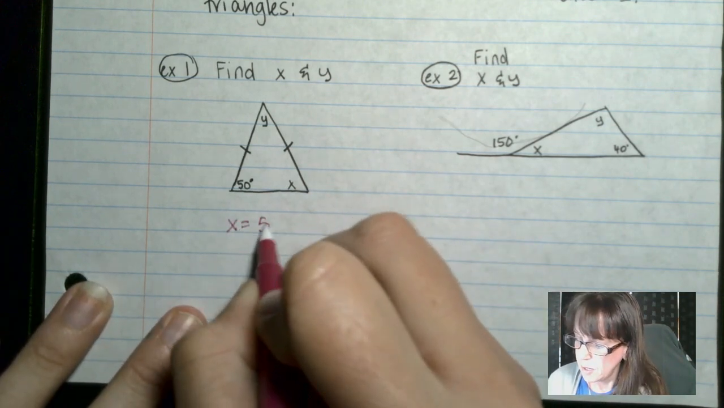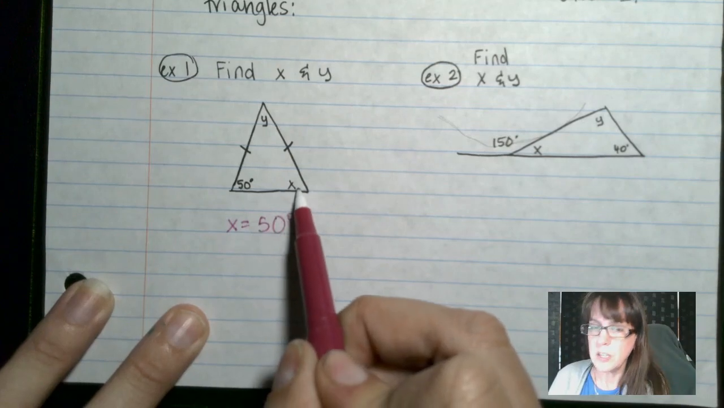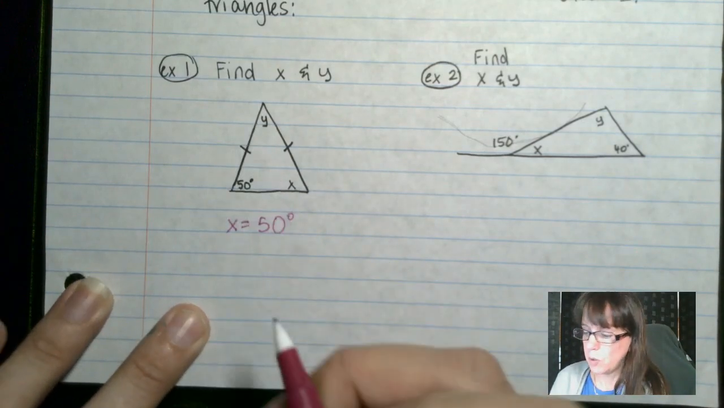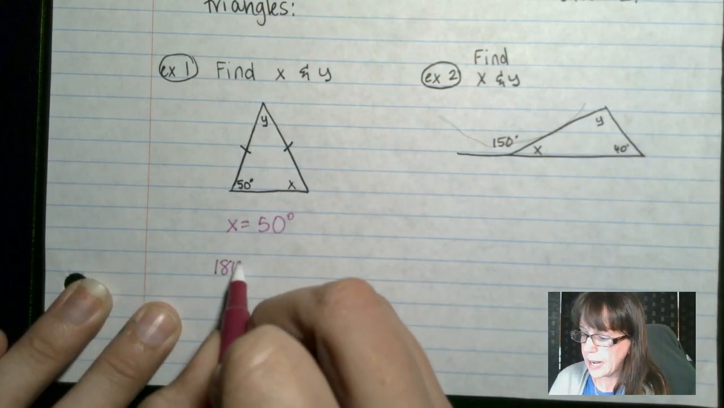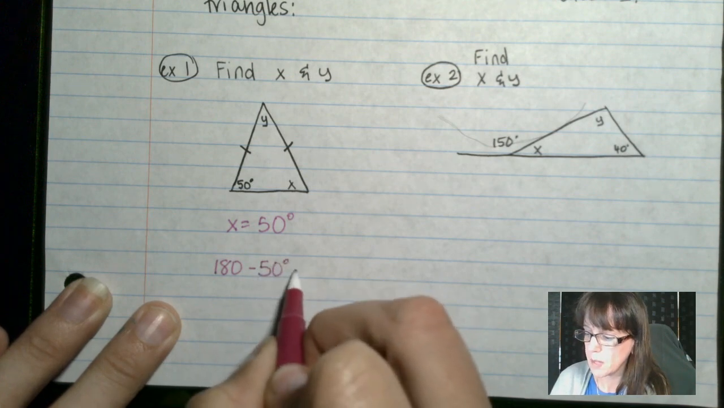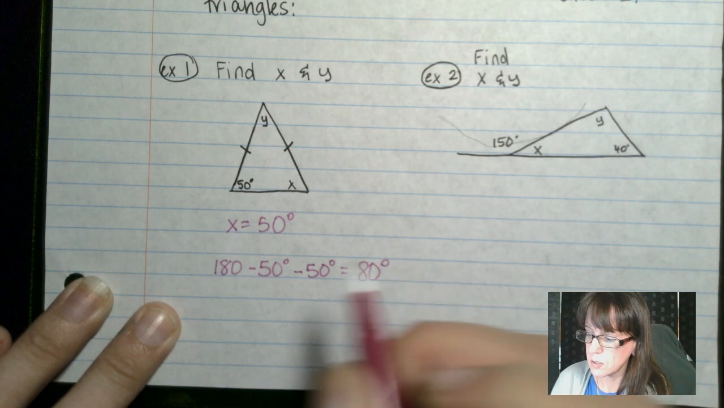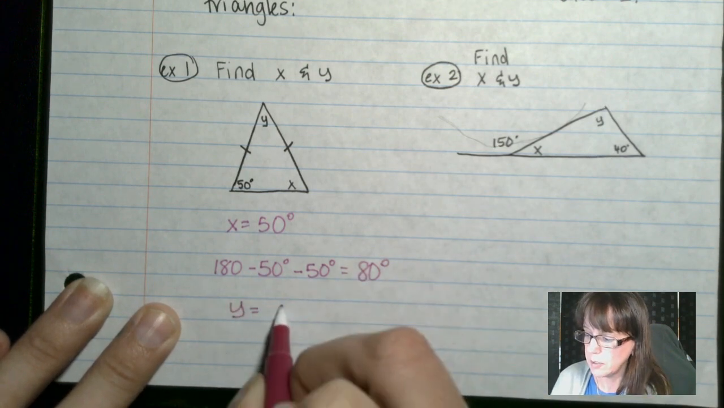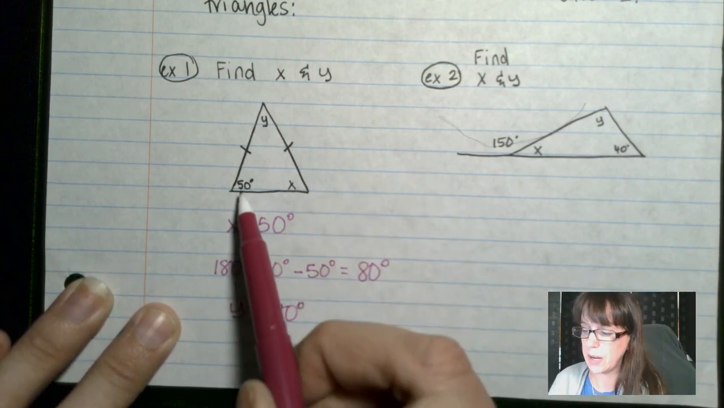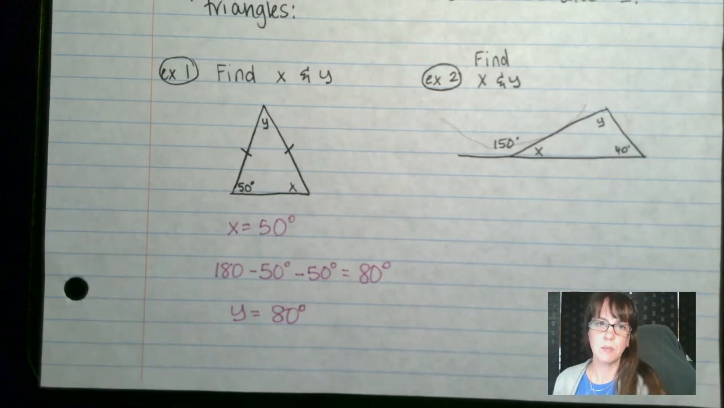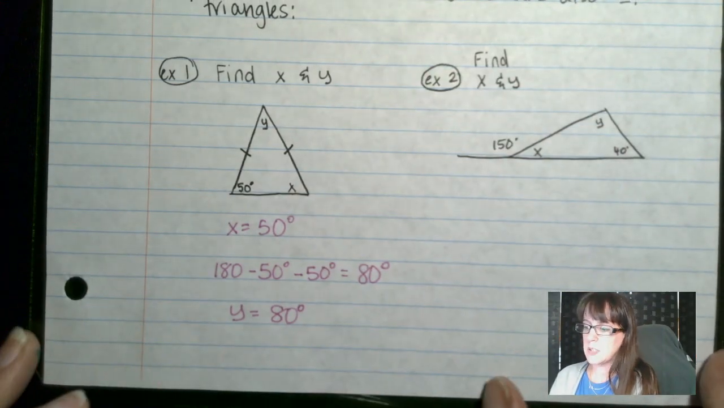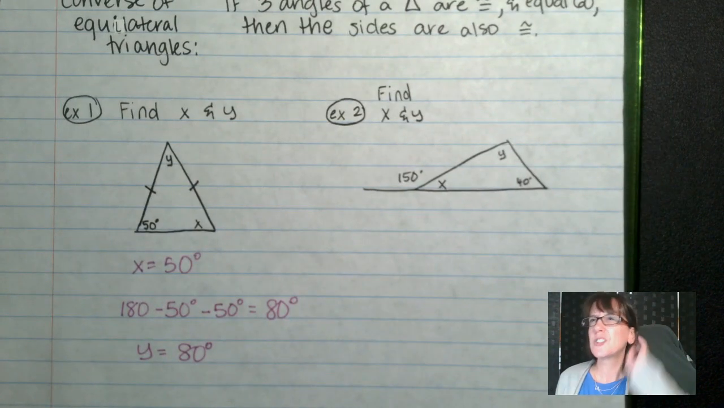Now, if x is 50 degrees, what is y? Well, remember, it's 180 minus 50 degrees minus 50 degrees, which would give us 80 degrees. So y would equal 80 degrees because then we would have 50, 50, 80, and it would be 180, and triangles always equal 180.